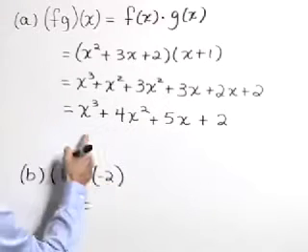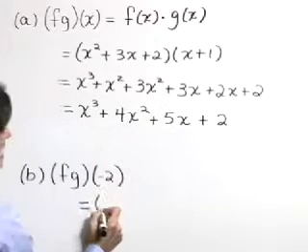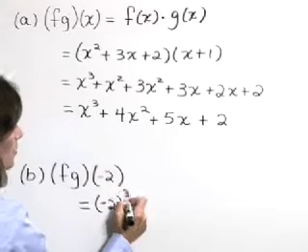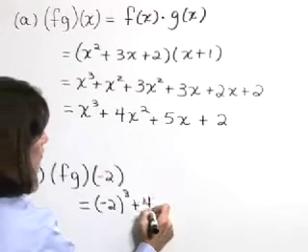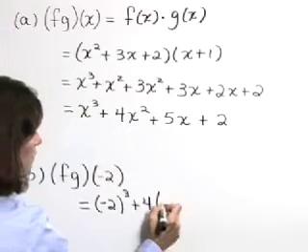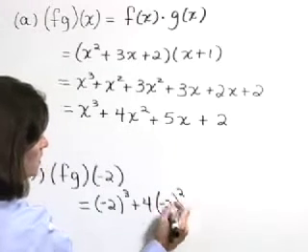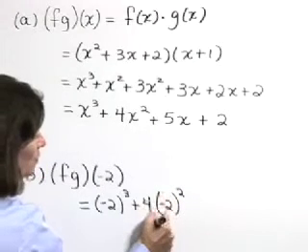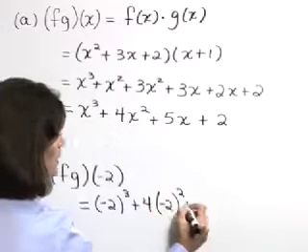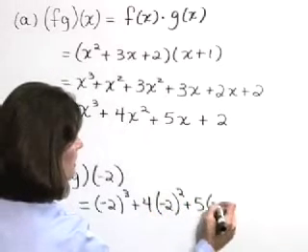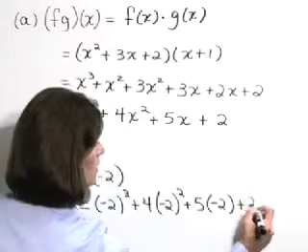Put negative 2 in for x up front to get a negative 2 to the third, plus 4 times, in place of x, negative 2. So that's a 4 times negative 2 with the negative 2 squared, plus a 5 times negative 2 plus 2.